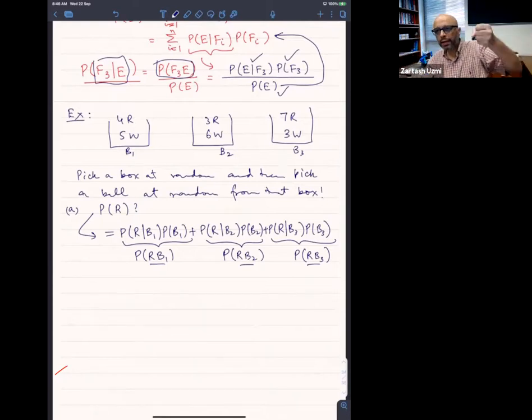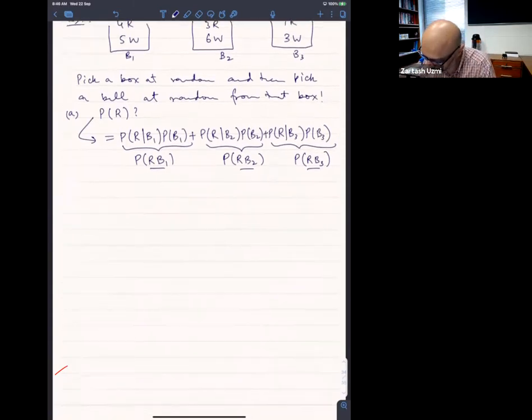Pick the first box and draw a red from it, pick the second box and draw a red from it, pick the third box and draw a red from it. Besides this there is no other way of getting a red ball. These are the only 3 ways to get a red ball. You can make a tree diagram of this, with these 3 parts.